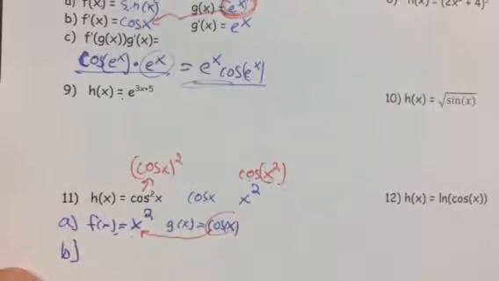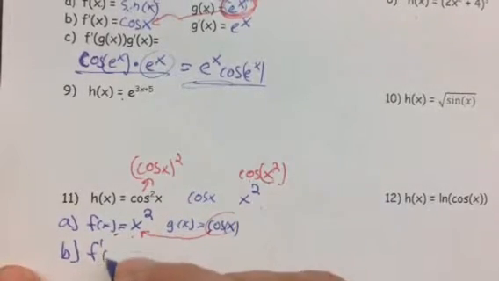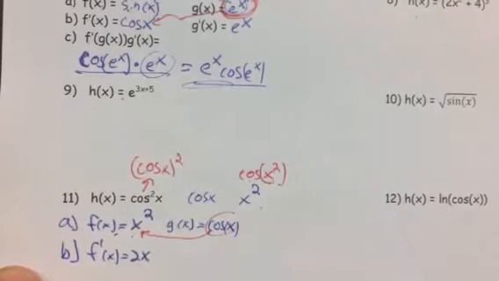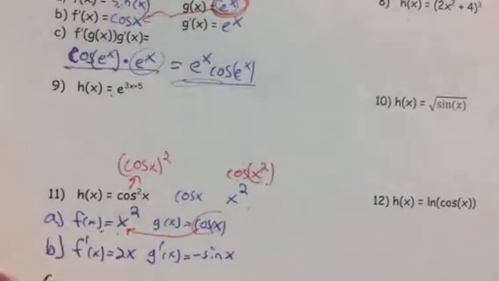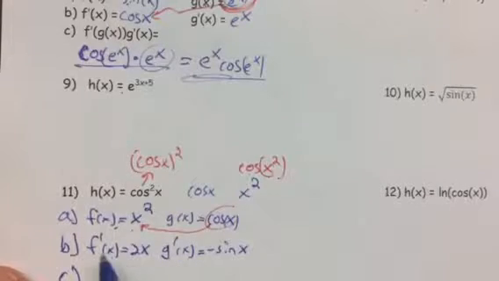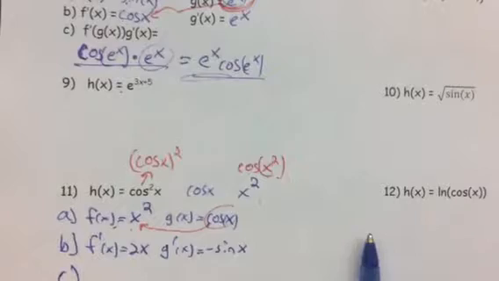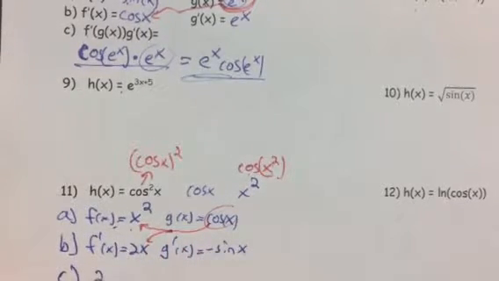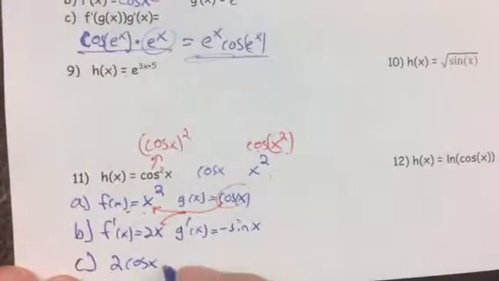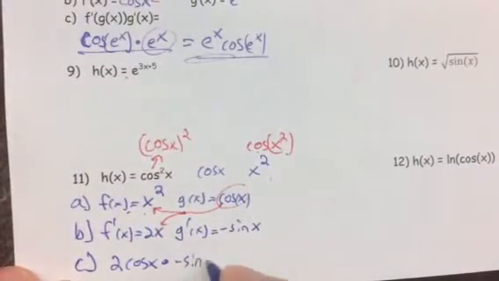B, we want to do the derivative. So f prime of x is 2x. G prime of x, the derivative of cosine, is negative sine of x. And C, here's the weird one. We're doing f prime of g of x. So g of x is getting plugged into x in f prime. So this will be 2 times cosine of x, so that's f prime of g of x, and then times g prime of x, so times negative sine of x.